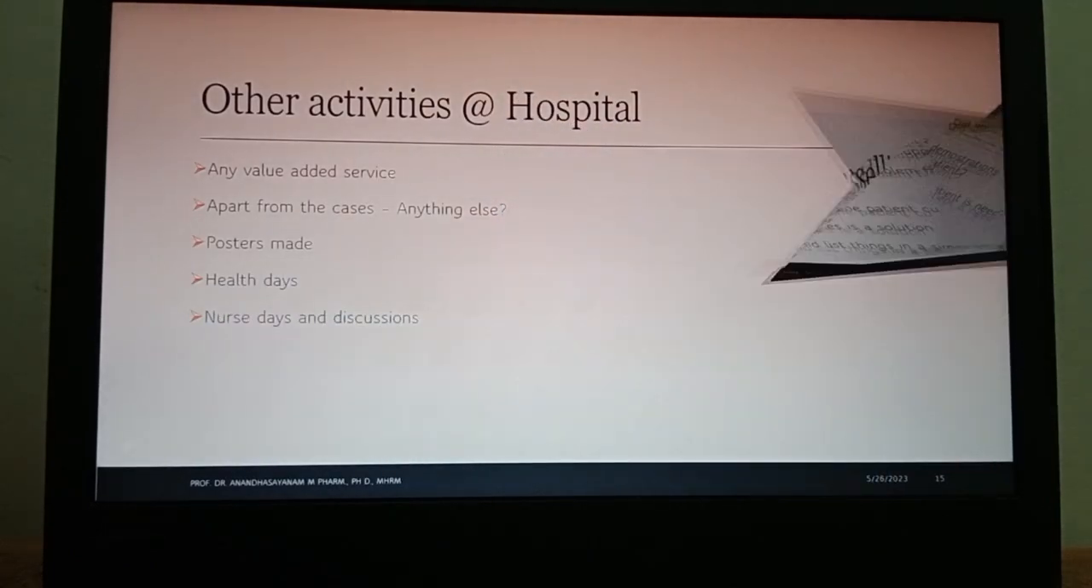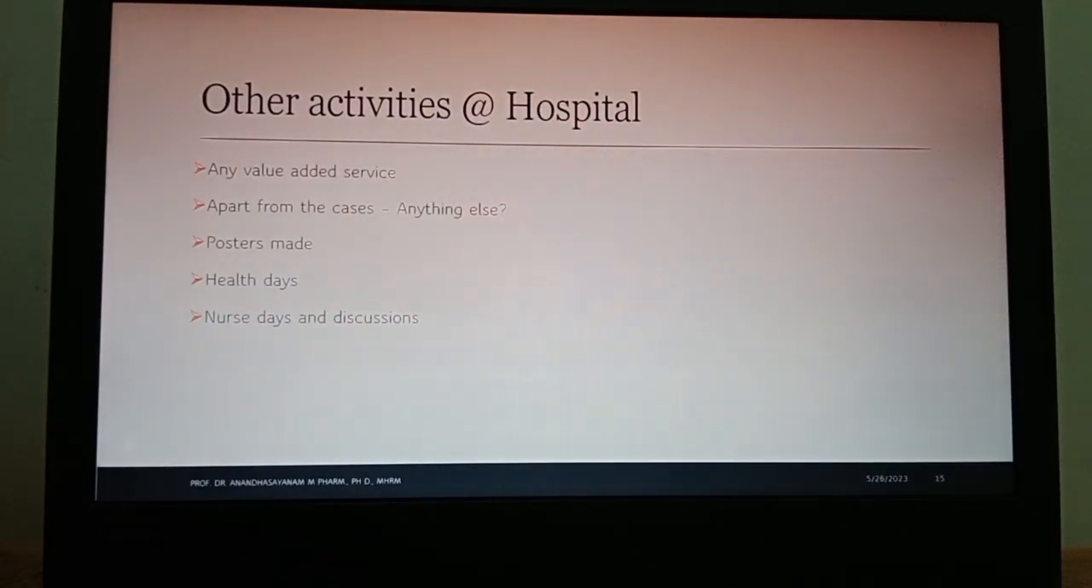Other activities that you did in the hospital, you can put the photographs and you can mention those things here. Any value added services, the mistake was happening again and again. Say the hospital was using continuously heparin in place of low molecular weight heparin. I discussed with all the doctors, and then I gave out a presentation with evidences, and then we decided that in place of heparin we will go with enoxaparin or something like that. So that was a value added service, right?